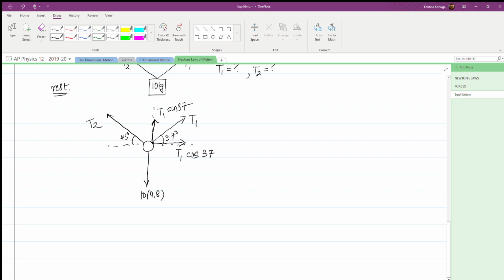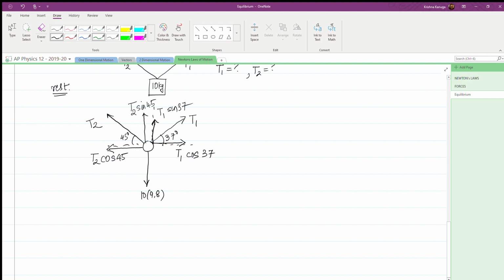We'll do the same thing for T2. Go ahead and draw first the arrows representing the components of T2 and then write the components of T2. Pause the video here, complete that, and then come back. I'm assuming that you've done that. I'm going to draw my component here, which is going to be T2 times cosine of 45. And then we'll draw my other component, which is going to be equal to T2 times sine of 45.